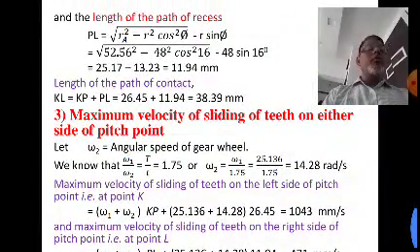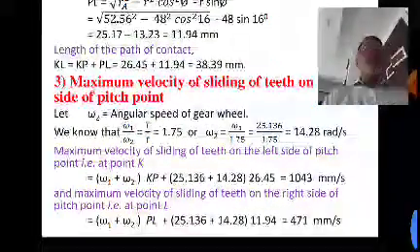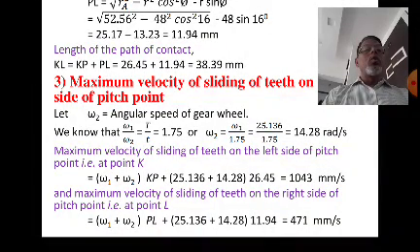Then the maximum velocity of sliding of the tooth on either side of the pitch point. Let omega 2 be equal to the angular speed of the gear wheel. We know that omega 1 divided by omega 2 is equal to capital T divided by small t, and that is given as 1.75. So from this you can find out omega 2.